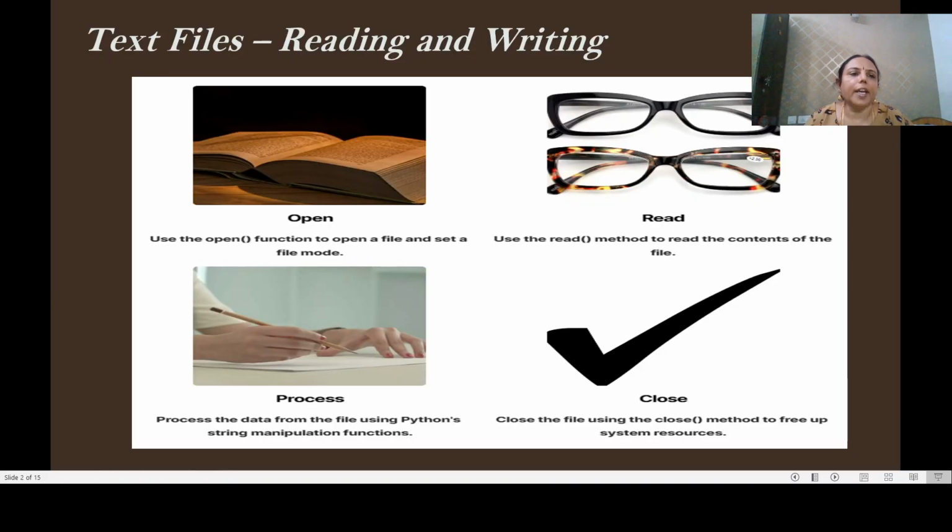So for reading and writing, the general functions we use is, we'll use the open function to open a file and set the file mode. Then we'll use the read method to read the contents of a file. Then if you want to process, you can use any string manipulation functions to process it. And once it is over, we will close the file. So we'll be using open, read, process, where process is using existing string manipulation functions, and the close method.